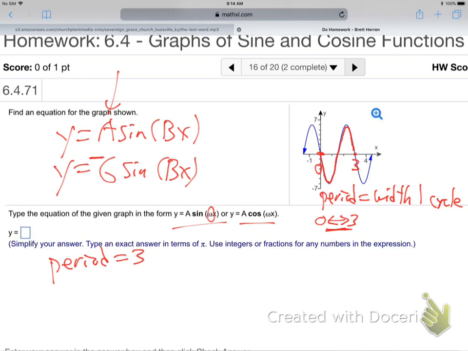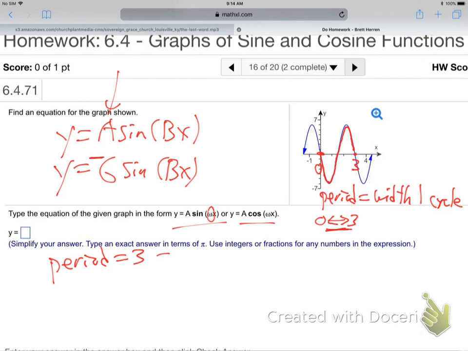Does that make sense? You always want to hone in on just one cycle, because they always give you more than one cycle. So starting at 0, down, up, back to 0, or back to the midline. It's really the better way to say it. That's one cycle, isn't it? So the period means the width of just one cycle. So the period's 3, so you know what to do from there, right?